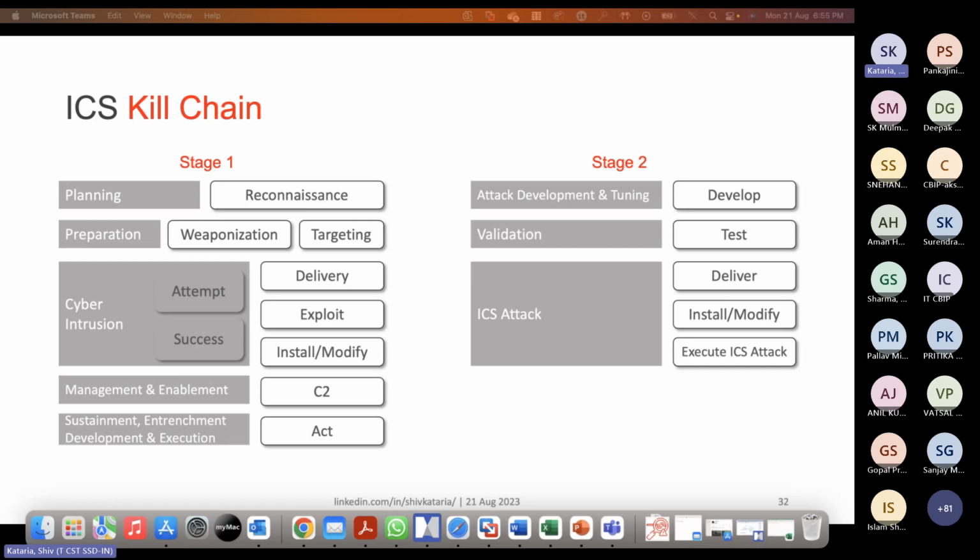In stage 2, they will basically be testing their hypothesis and then finally taking action in the execution of the malware, which would either modify the functioning of the plant or cause some devastating impact. So the actual attack that happened in 2010 was at this particular stage, the last stage of execution of the ICS attack.